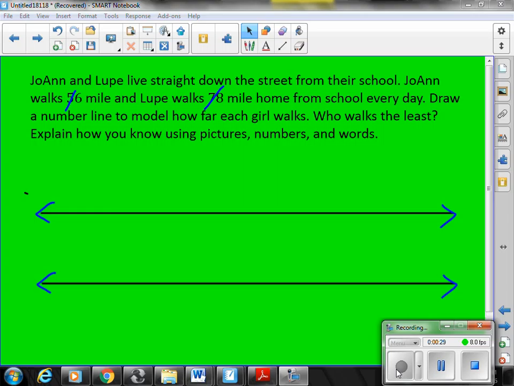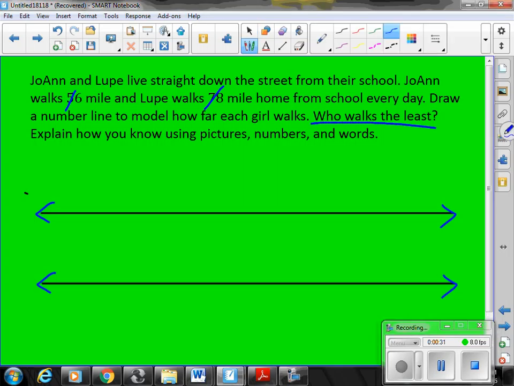What am I being asked to do? Tell who walks the least. That's 1. Draw a number line. That's 2. Explain how you know. That's 3. I could use pictures, numbers, or words. Okay, so those are 3 things I'm being asked to do.